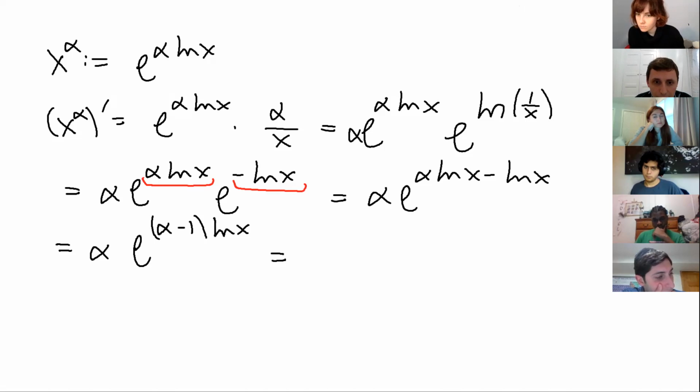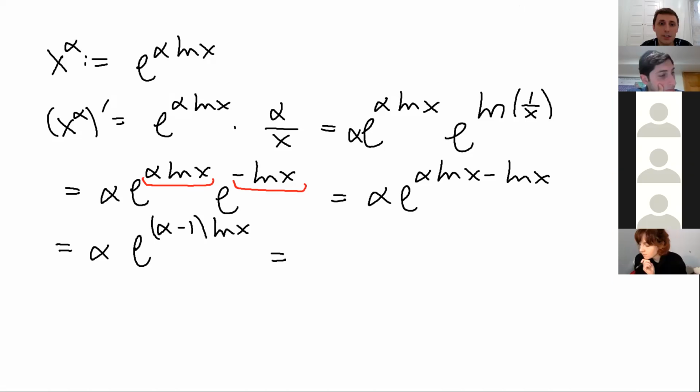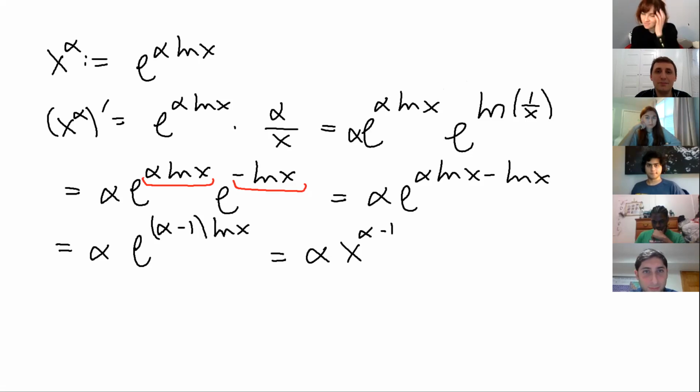Yes. Let's see. Moshe. Interesting. All right. So the answer is alpha x to the power of alpha minus one. Okay, good guys. It's alpha x to the alpha minus one. By definition. So we just proved for any number whatsoever, we figured it out. Isn't it amazing? Beautiful, right?